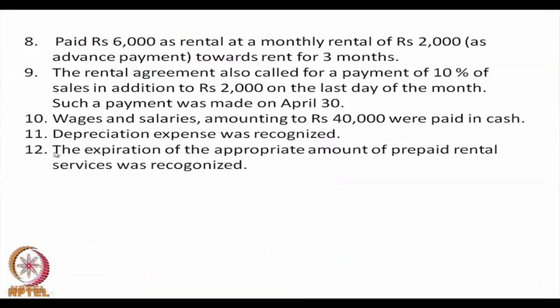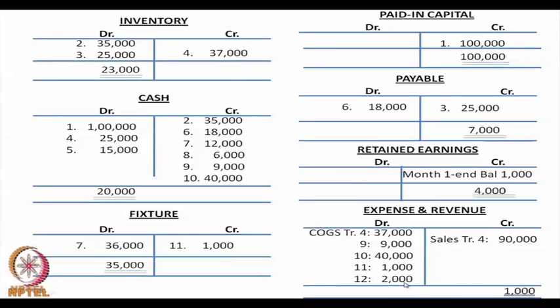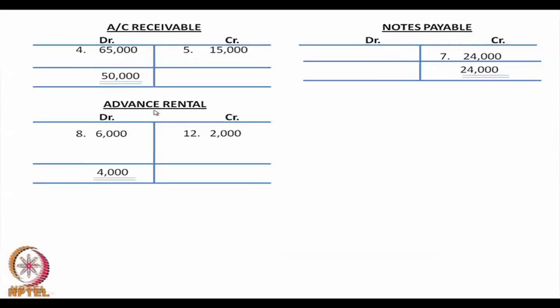And finally, transaction number 12 says the rental service was recognized. That means, rental of 2,000 rupees is now recognized because this is the end of the month. So, rental we show as 2,000 rupees, already advance payment was made. So, from the advance payment 2,000 rupees will be reduced. So, advance payment we have written here, 6,000 rupees we had given as an advance. We recognize that 2,000 rupees is now put as rental for the month of April. Therefore, advance remaining was 4,000 rupees.